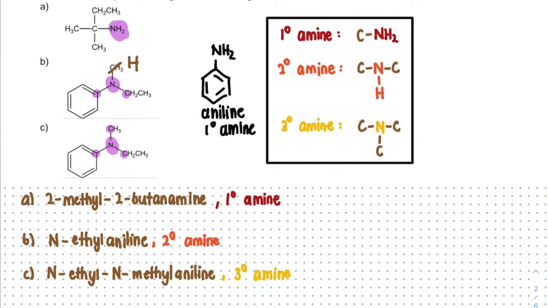Usually, for a primary amine, the naming has no N in front. For a secondary amine, we have only 1 N. For a tertiary amine, we have 2 N's. So that is the naming question.